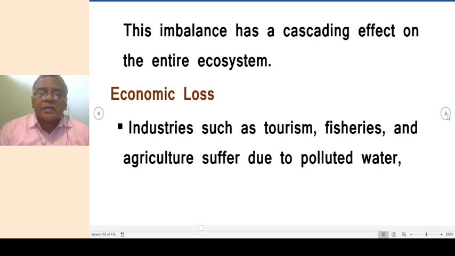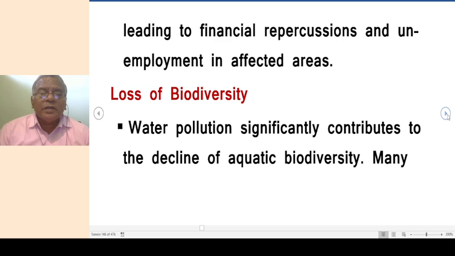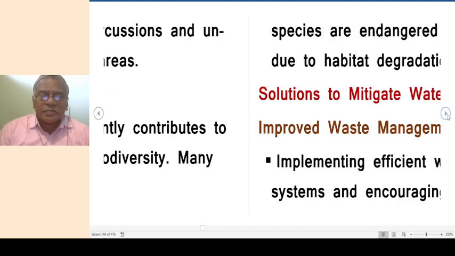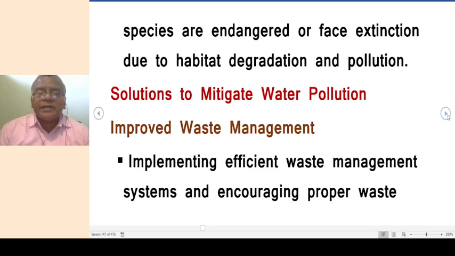This imbalance has a cascading effect on the entire ecosystem. Economic loss. Industries such as tourism, fisheries and agriculture suffer due to polluted water, leading to financial repercussions and unemployment in affected areas. Loss of biodiversity. Water pollution significantly contributes to the decline of aquatic biodiversity. Many species are endangered or face extinction due to habitat degradation and pollution.